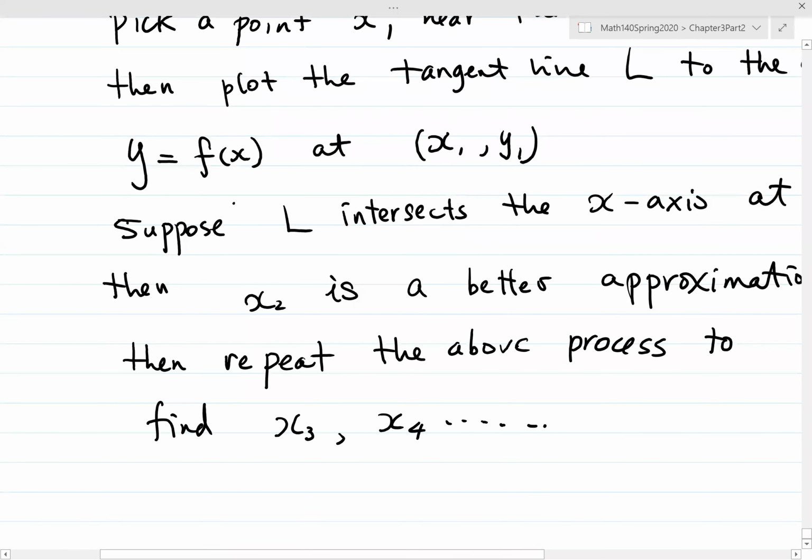Usually this converges. Sometimes this method can fail if you use some very tricky example, but in most cases it's a really good method.